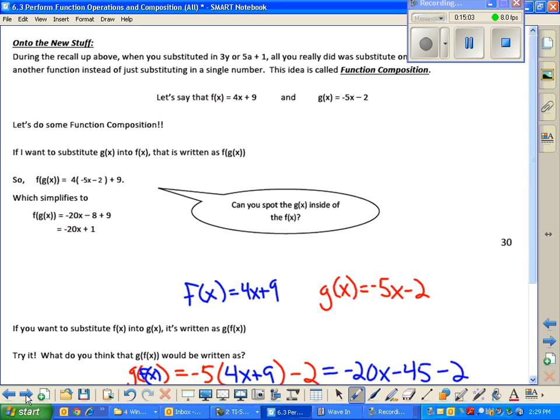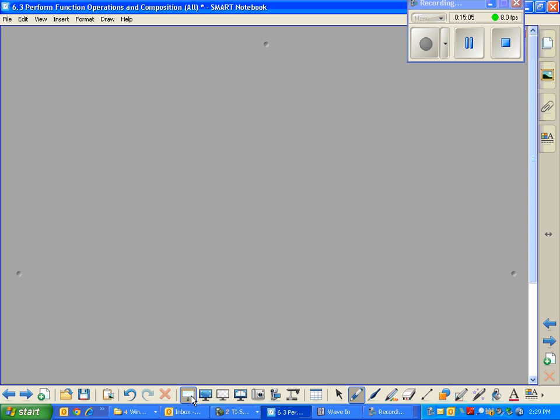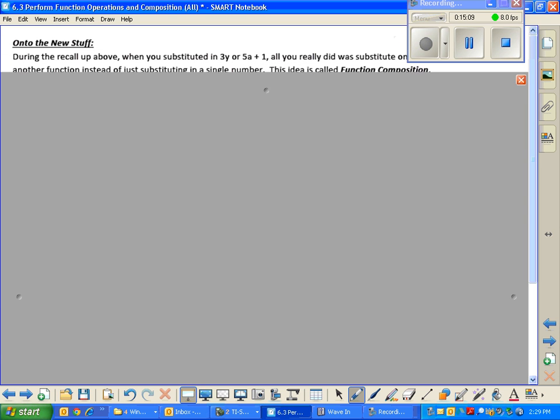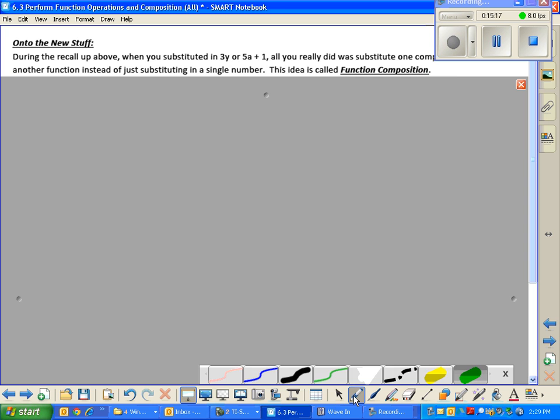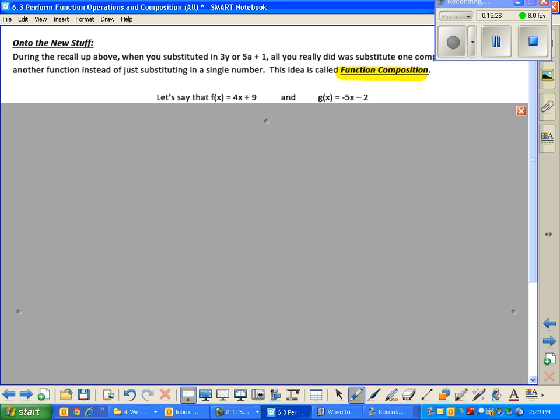So this is our new information. I don't want to overwhelm you there with too much. This is our new bit, real brand new bit. You might recall you were substituting 3y or 5a plus 1 in there. All you were really doing was plugging one function into another. And when we do that, that's really what we call function composition. It's the same as substituting in just a regular number. Just we can plug in another equation.